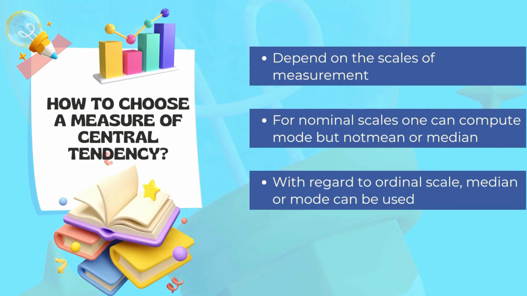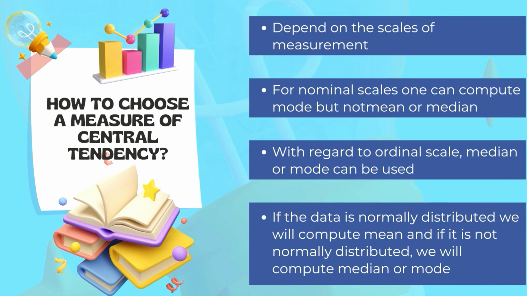If the data is normally distributed, we will compute mean. If it is not normally distributed, we will compute median or mode. Here I am using the word normal distribution. The normal distribution can be explained in more detail in an upcoming lecture, because this is a concept which we usually discuss in the further analysis of the data.